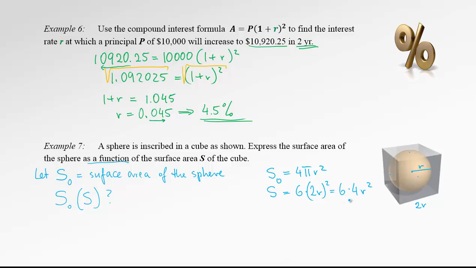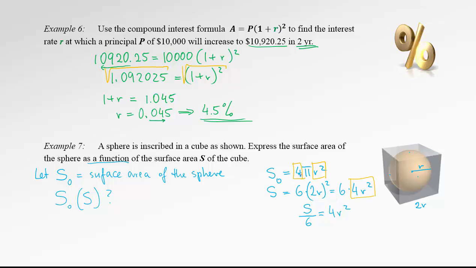Now we can observe that there is a relation between these two expressions. We have the same 4 and r squared, don't we? We have 4 here and r squared as well. So the only difference is that the surface area of the sphere has the factor of pi, while the surface area of the cube has the factor of 6. So how to relate them? Well, let's solve this equation for 4r squared. 4r squared would be equal to the surface area of the cube divided by 6, from this equation.